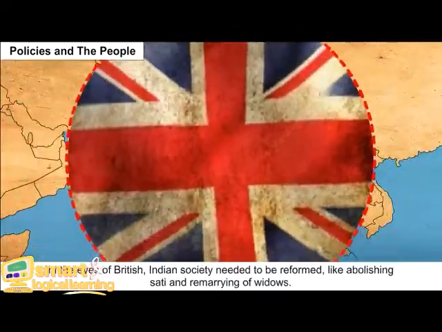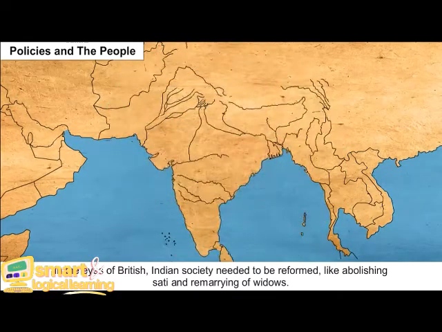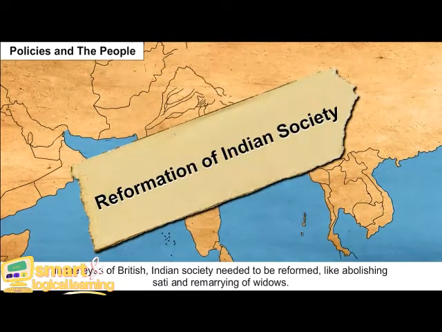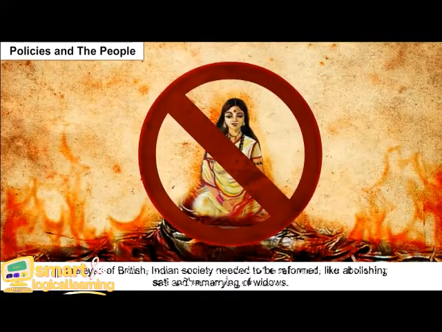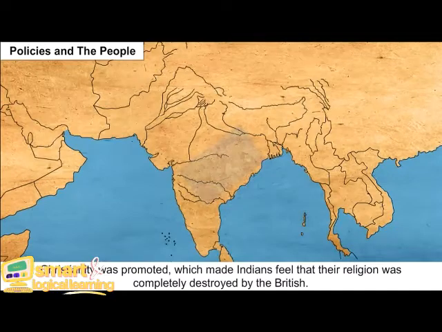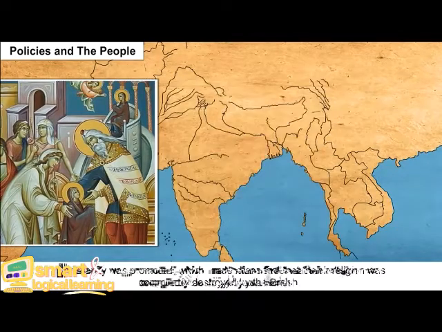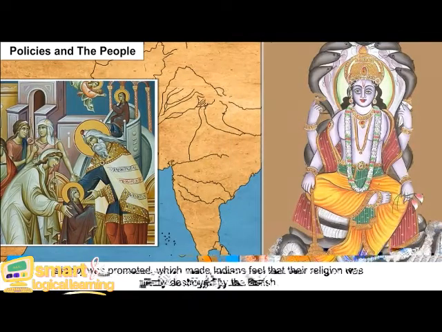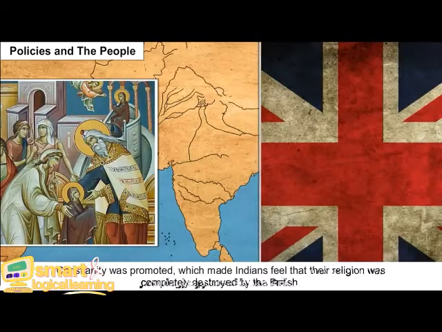In the eyes of the British, Indian society needed to be reformed, like abolishing sati and allowing the remarriage of widows. Christianity was promoted, which made Indians feel that their religion was completely destroyed by the British.